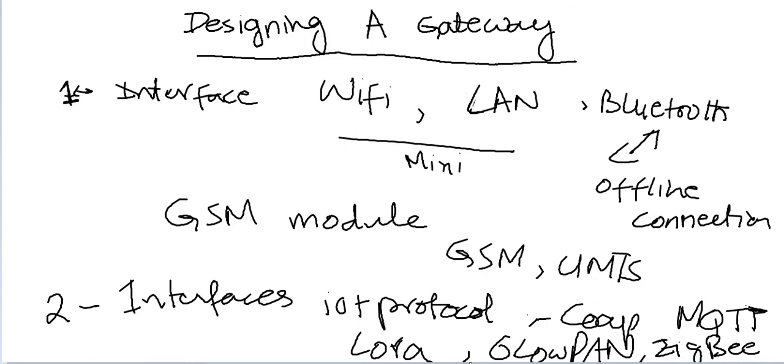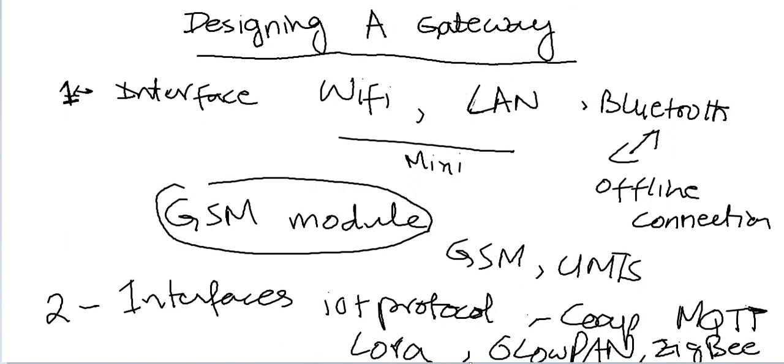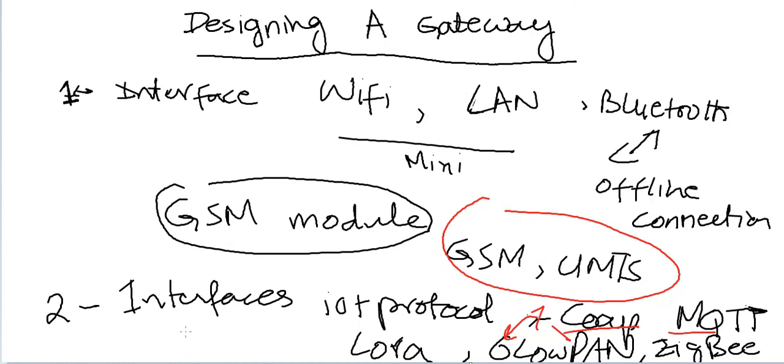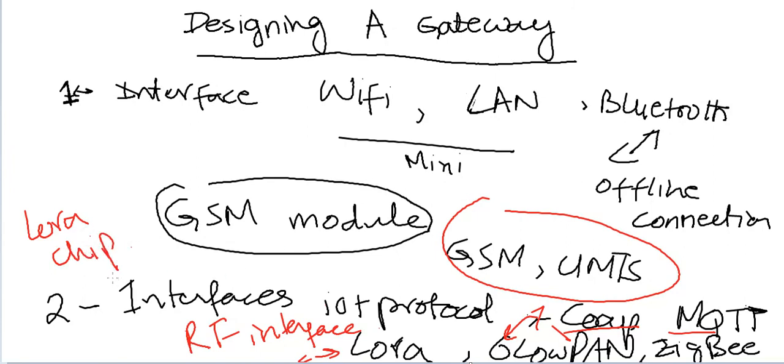Remember, we don't need to have all these. For example, we can choose only the GSM module and use GSM or UMTS, and from these interfaces, for example, to communicate with our low power devices, we can use CoAP or MQTT, or just one of them, or a combination with 6LoWPAN. Anyway, to implement CoAP or MQTT or 6LoWPAN or LoRa, we need the RF interface as well. For example, LoRa we can implement using a LoRa chip that we can buy from the market.